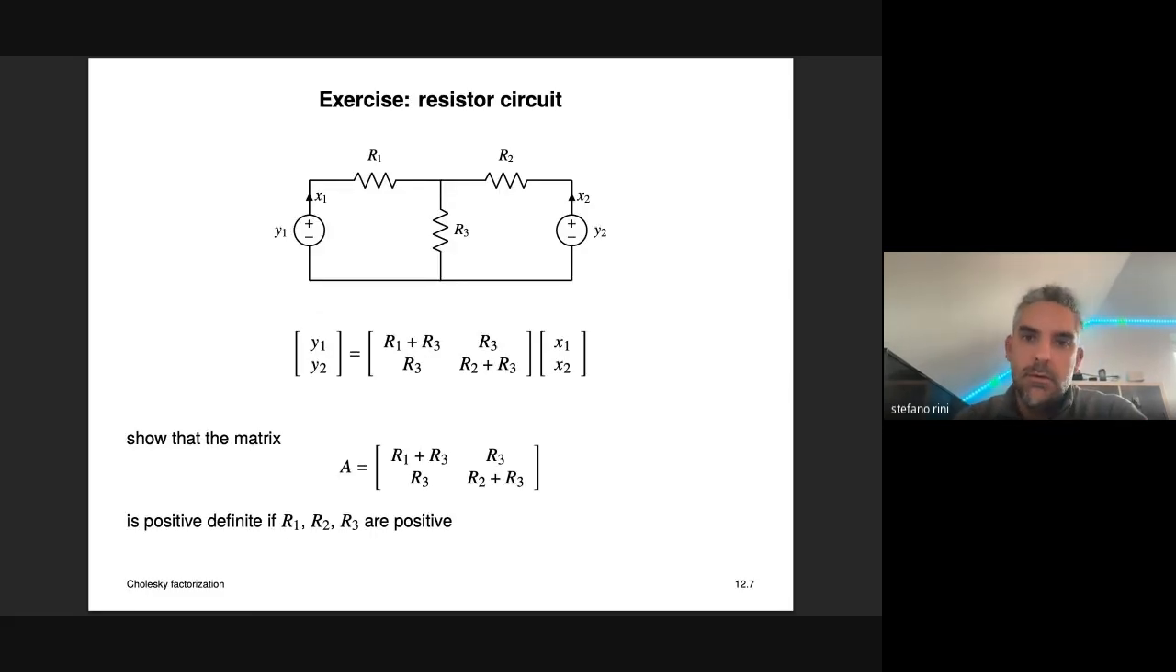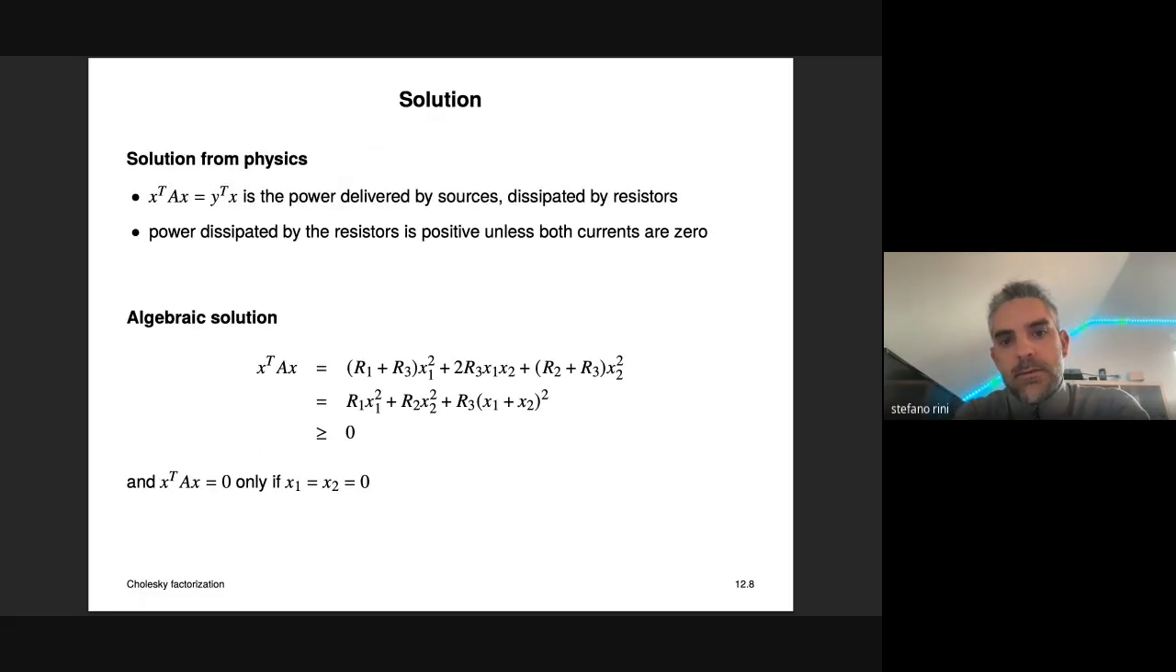Yeah, so a resistor circuit. This is how you write the current, like Kirchhoff's law. Very easy. So in order to solve Kirchhoff's law, we have that x transpose A times x is equal to y transpose times x. And this is the power delivered by the source and dissipated by the resistor. So this is the first one of the Kirchhoff's laws. Don't ask me, guys. I haven't done Kirchhoff's law in a long time.